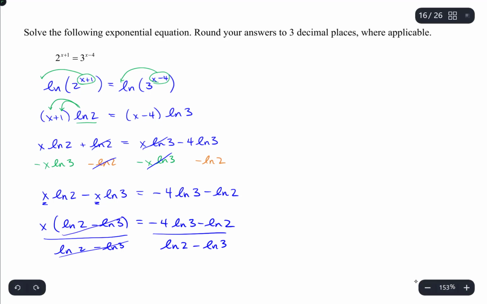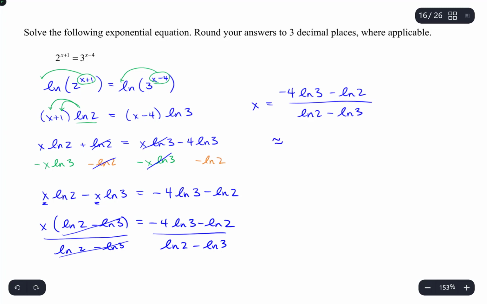Either way, what I've achieved here is I've gotten rid of this constant. So now I have x by itself. And so the exact answer is negative 4 natural log 3 minus the natural log of 2 all over the natural log of 2 minus the natural log of 3.